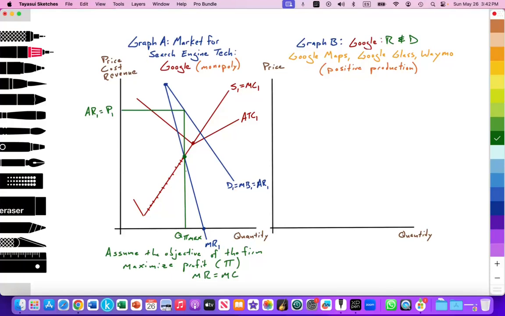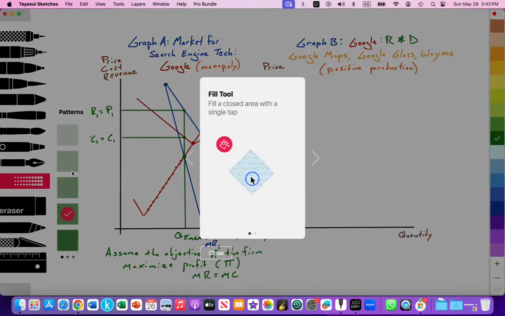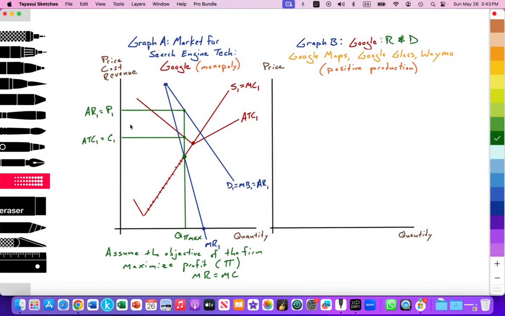And then what's the cost per unit? I look at my ATC curve, and I mark that. That's the cost per unit. So here we have cost equal to average total costs. And I can shade in that area to highlight the supernormal profit. So this rectangular area is the supernormal profit being generated by the firm. Okay, and I can label that pi for that supernormal profit.